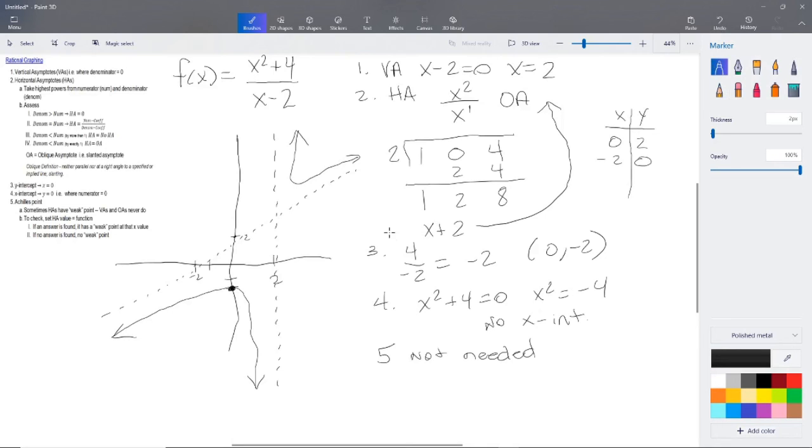I think rational functions are pretty cool. I have a great time doing it, and I hope that you will too, especially if you just follow the steps.